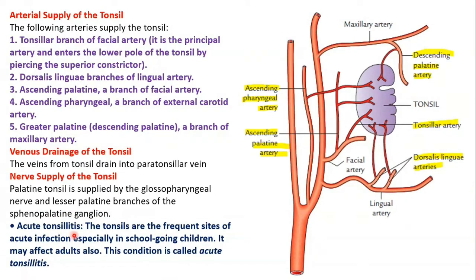Now, what is acute tonsillitis? The suffix -itis means infection or inflammation of any organ. So it is known as acute tonsillitis, and it mostly occurs in school-going children. It may also affect adults, and in this condition it is known as acute tonsillitis.